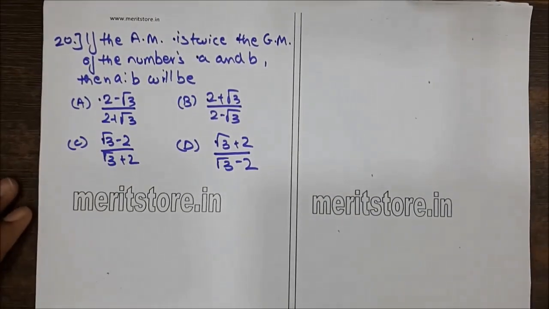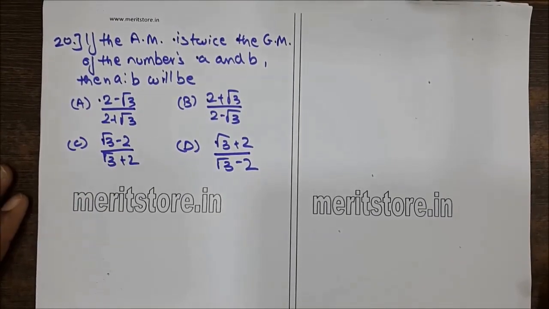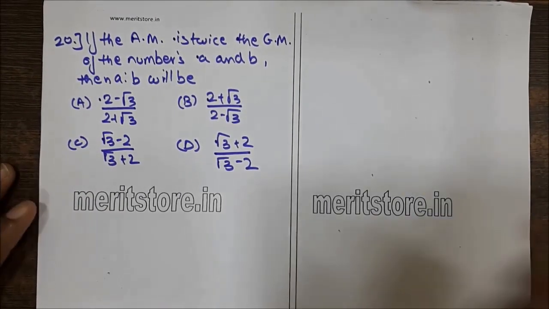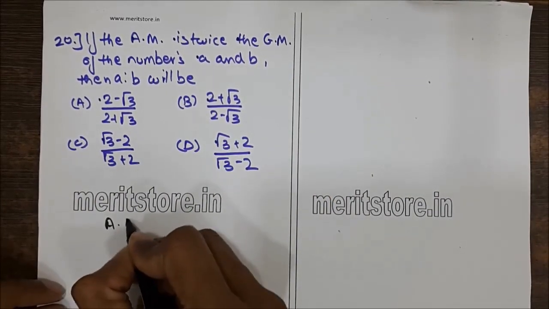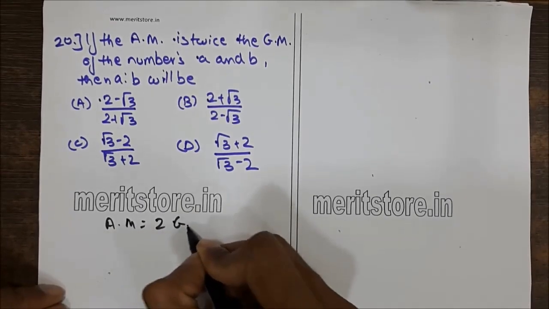Question 20. If the arithmetic mean is twice the geometric mean of the numbers a and b, then a is to b will be, we have four options. The given condition is that the arithmetic mean is equal to twice the geometric mean.